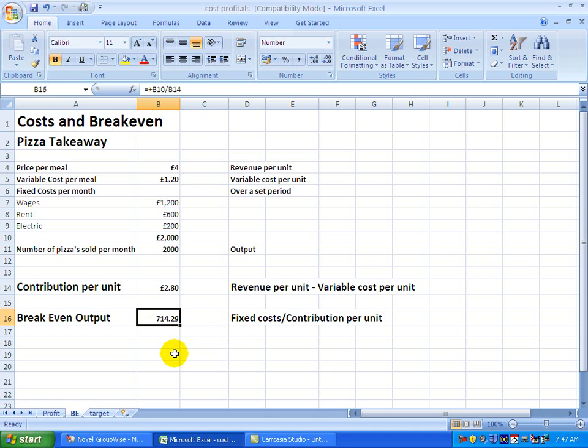And that's a good guide for a company. That gives them the bottom line of their output. They need to sell at least that many to break even, and you can then look at forecasts and see if that would be achievable.